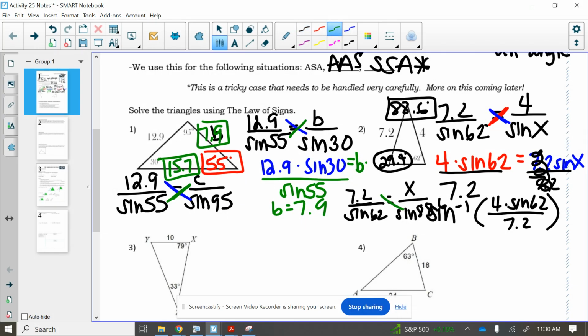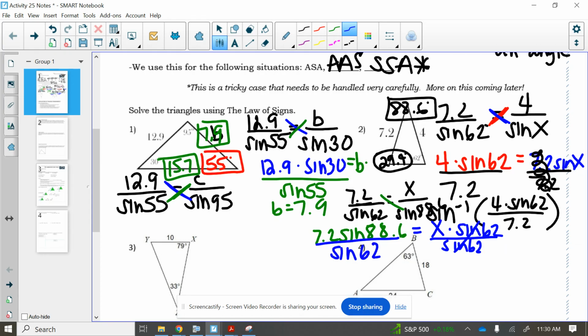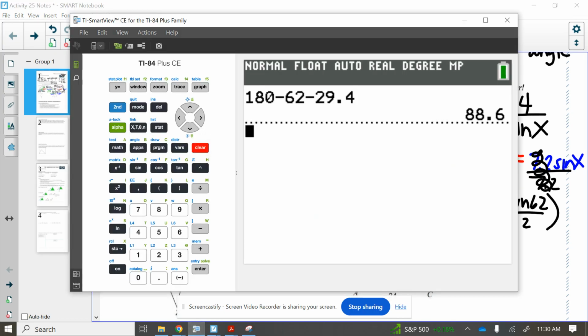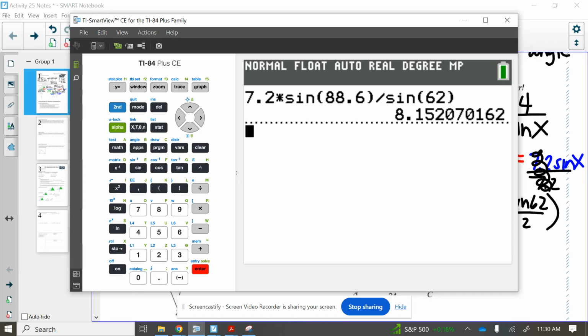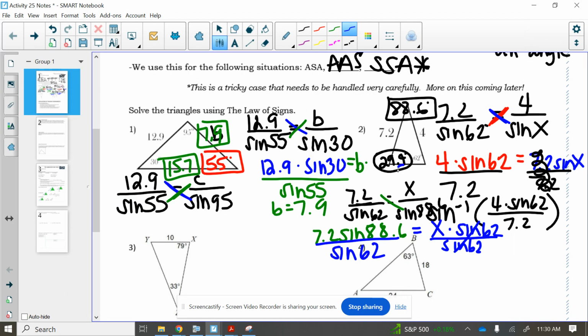So if we multiply 7.2 times the sine of 88.6, that will equal x times the sine of 62. Divide that sine of 62 over, though, to get x by itself. So if we type in 7.2 times the sine of 88.6, and then make sure we close that parenthesis, divide that by sine of 62, we get about 8.2 as our missing side down here.